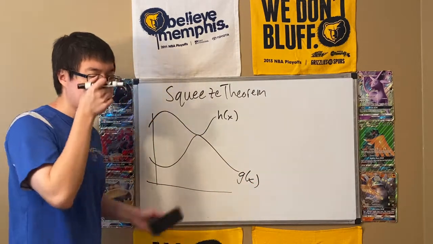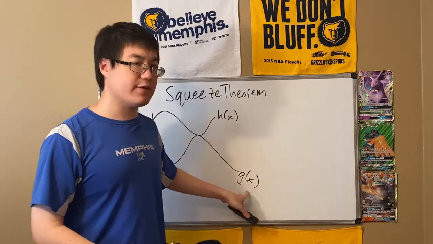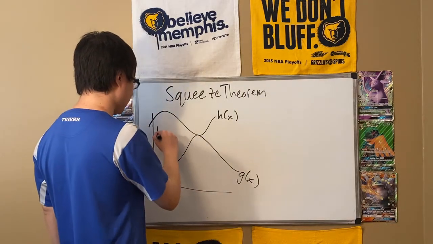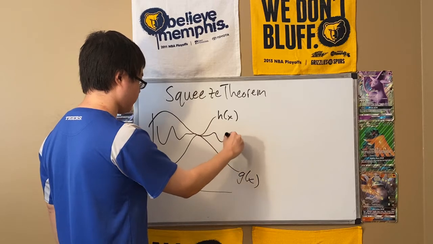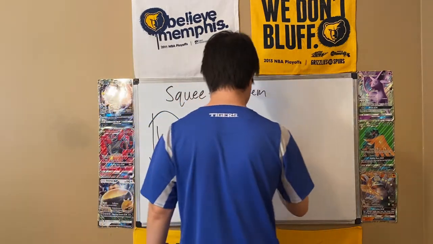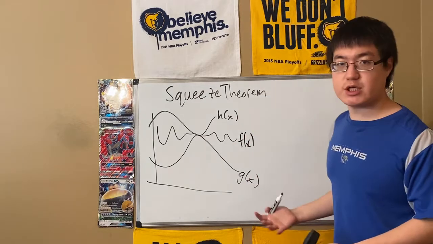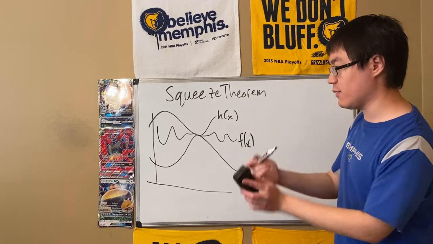And then basically you're going to have a middle function. That's why it's called the squeeze theorem, because you have h of x and g of x and you're going to squeeze another function in between them. In this case, we're going to have f of x, squeezed in between here. Think about this basically as a sandwich. h of x and g of x are your two slices of bread, and f of x is your meat in the middle, so you're squeezing that meat in the middle.